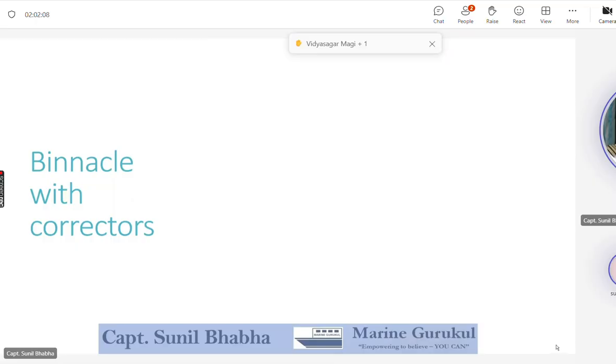Other correctors will also come, but they will come under C, D and E, Charlie, Delta, Echo. Yeah, for now only this one. Yeah, that's correct. Let me show you the actual diagram. Any more doubts I'll take later.